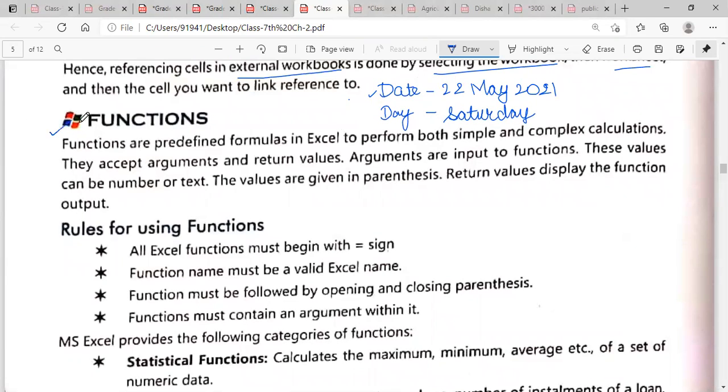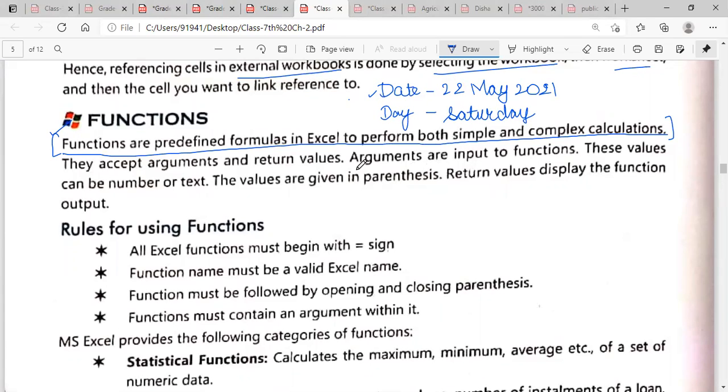Now, what is a function? Functions are predefined formulas in Excel to perform both simple and complex calculations. Okay, now you can do calculations, whether simple or complex, by using functions. They accept arguments and return values. You can accept any argument, or you can also return a value.